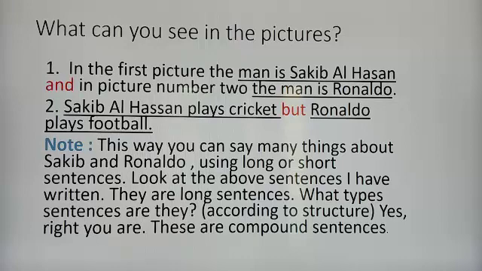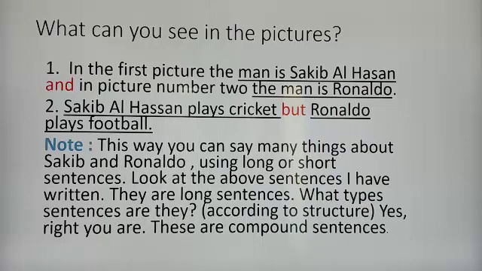Number 2: Saqib Al Hassan plays cricket, but Ronaldo plays football. Look at the use of but. I use but here. It is a conjunction. And look at the sentences. Saqib Al Hassan plays cricket is a sentence. Ronaldo plays football is also a sentence. I have just joined these 2 sentences with the conjunction but.